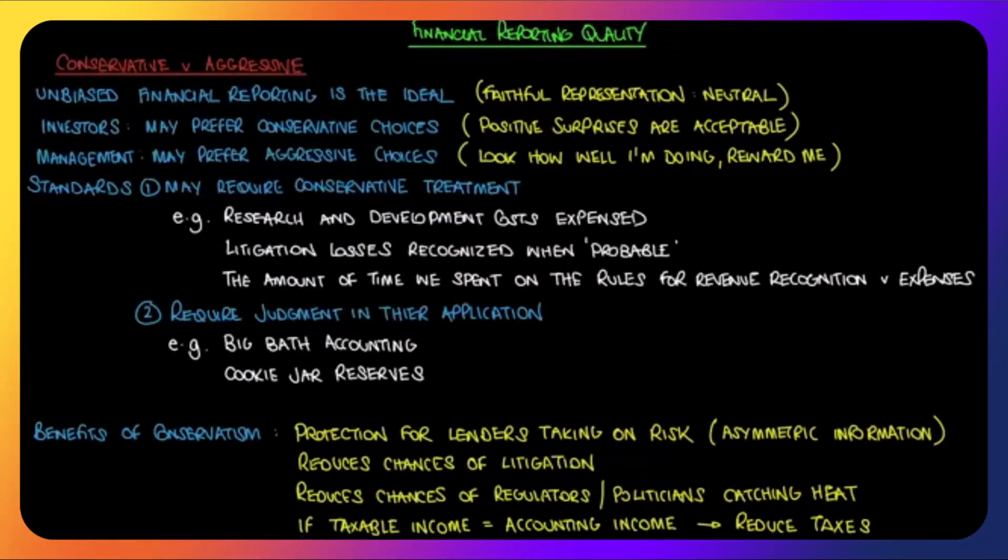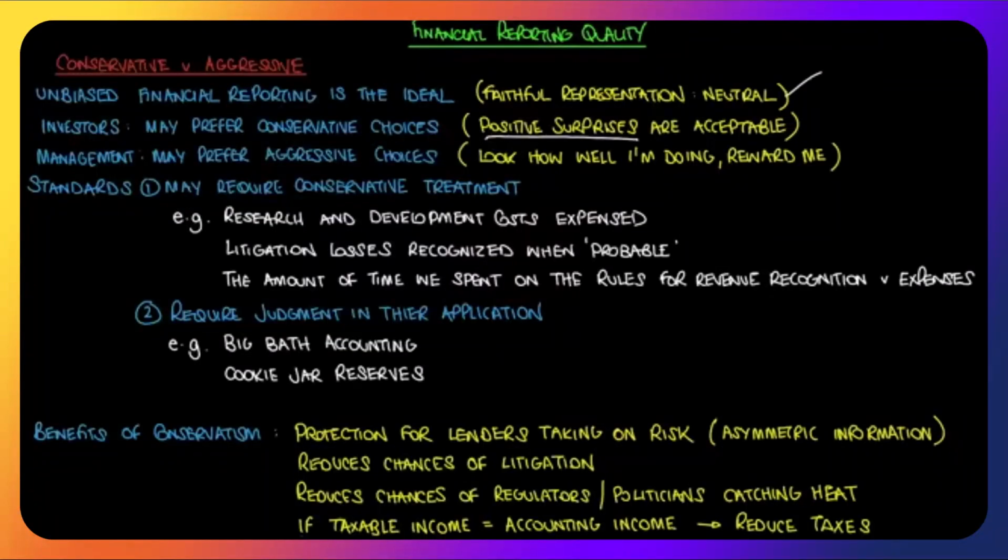Just to set the scene, we said earlier on, again, this is repetition, unbiased financial reporting is seen as the ideal. Faithful representation, one of the characteristics of that is neutral. However, do we really want unbiased reporting? It's easy to say that, but is that fact? Investors, for example, may prefer conservative choices. You'd much rather have a positive surprise. You certainly don't want negative surprises, so you don't want aggressive accounting. But neutral, you're going to get an equal number of positive and negative surprises.